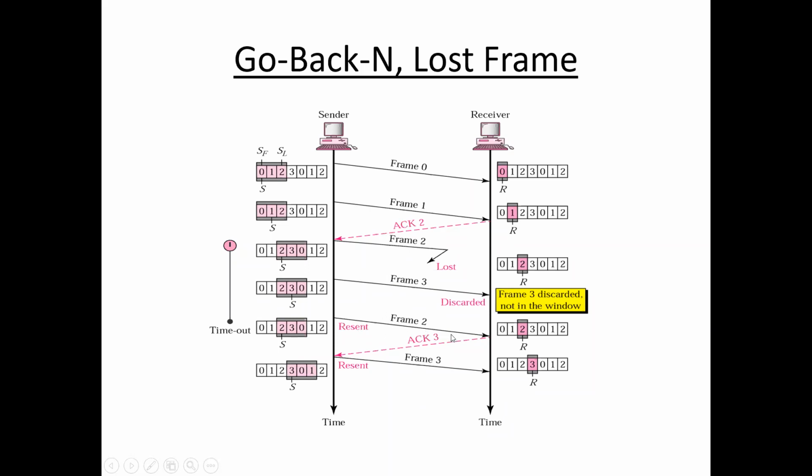Here sender sends frame 2. Here resend. Sender sends frame 2 once again. Then receiver sends acknowledgement for this frame 2. Then sender resends this frame 3 again. That means if frame 2 is lost, then next frame 3 is sent once again. That lost frame, that is frame 2 and frame 3, are sent once again.